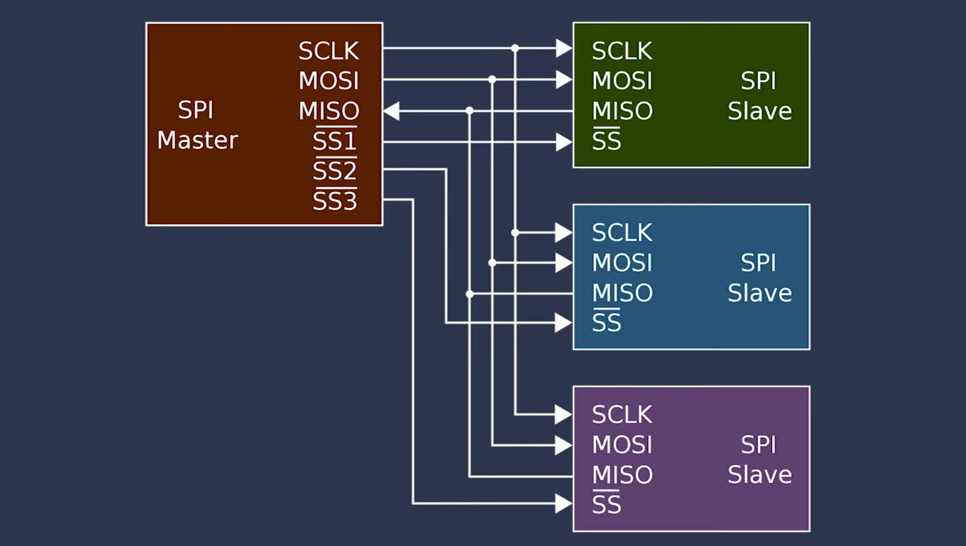At a high level, the master draws the SS line low for the slave that it wants to communicate with. Then, data is sent over the MOSI line towards the slave. If the slave has something to respond with, then this data will be sent over the MISO line. When communication with the slave is over, the master will pull the SS line high, thus releasing the slave.